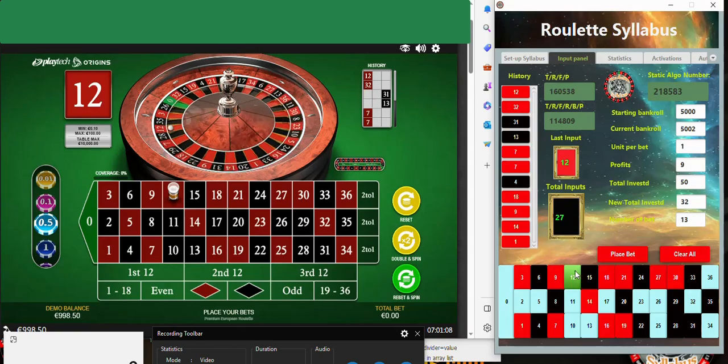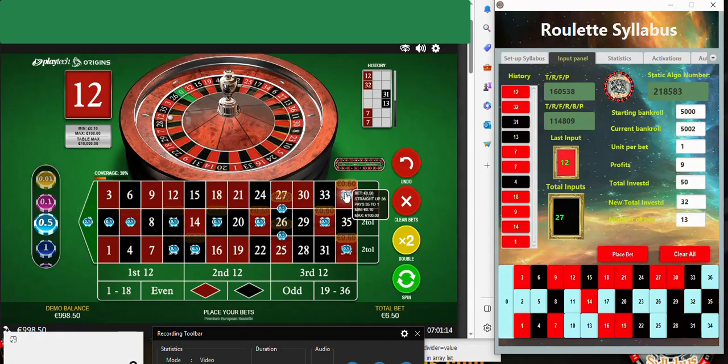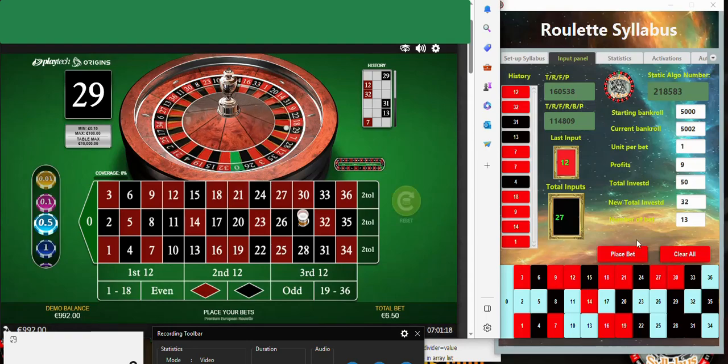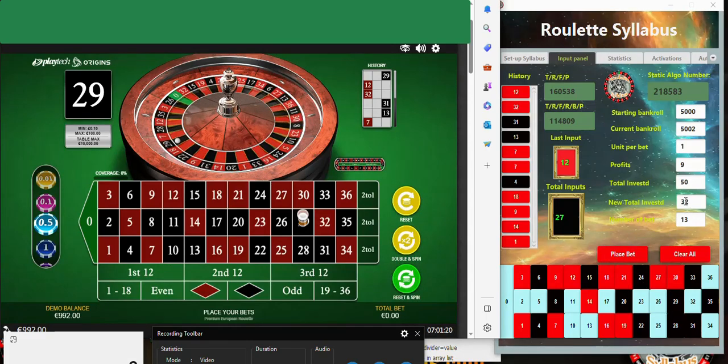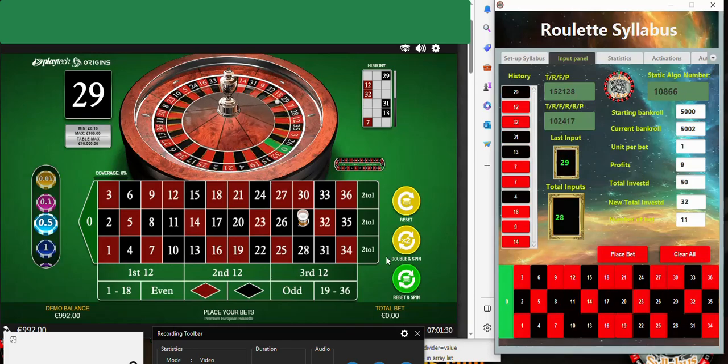Okay, I spin, and there's another loss. Now, the lost amount is what? 32. Right? So 32 is not a big problem. All right, 32 right now, this is the lost amount. This is the new total invested. This is what we have to be always watching when you lose. All right, so I am into recovery mode already.